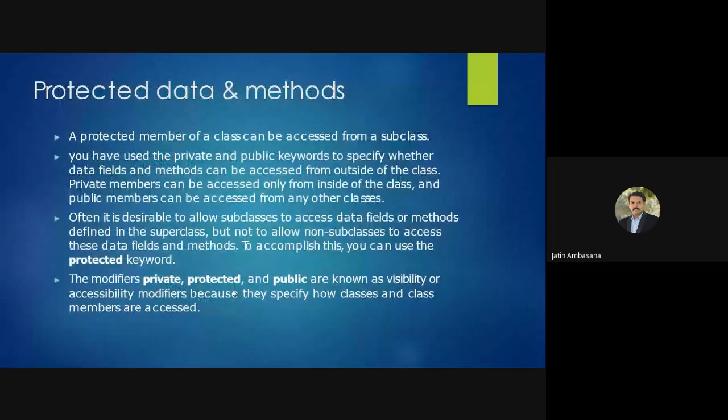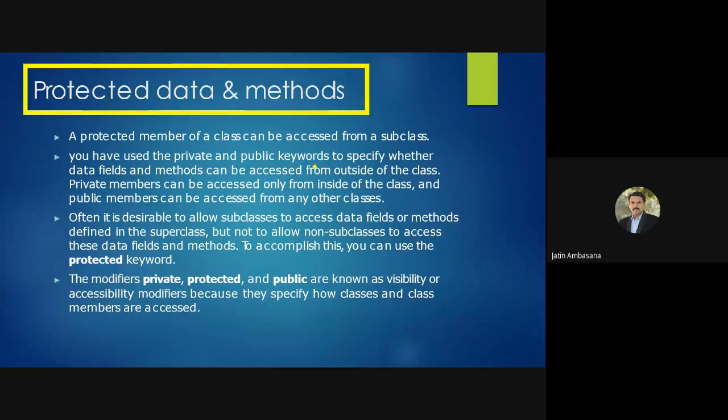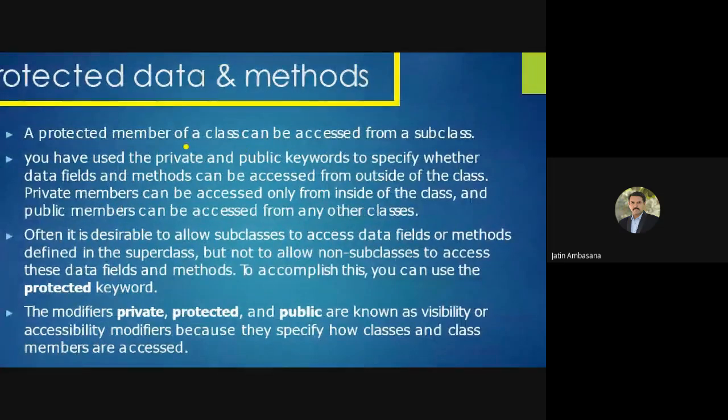Here, what does it say? We have seen various things like private and public members, right? But now if we see protected data and methods, these are very special. A protected member of a class can be accessed from a subclass. That's the main thing. Protected does not mean totally private, right?